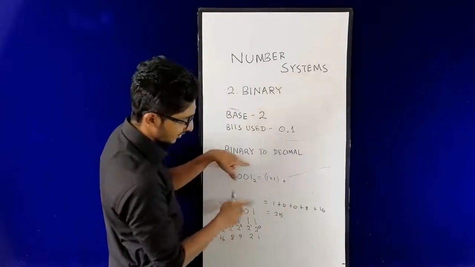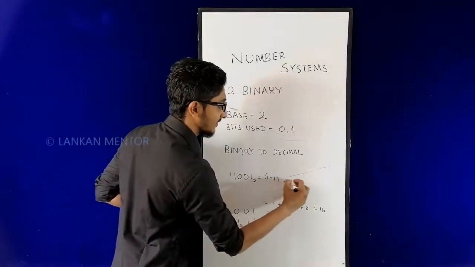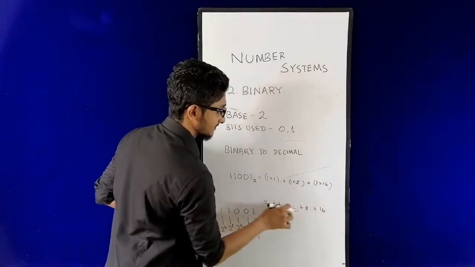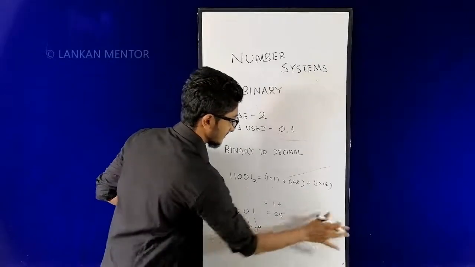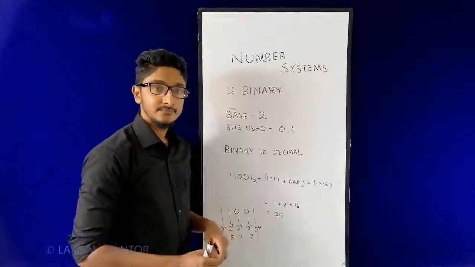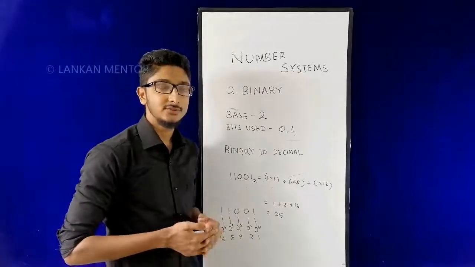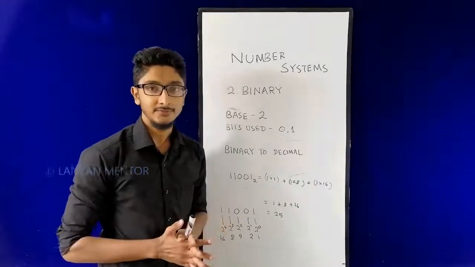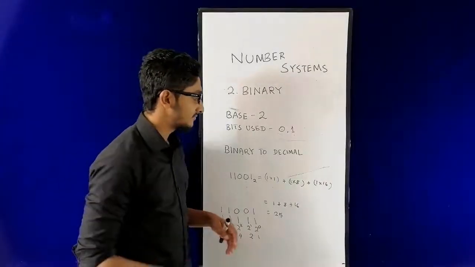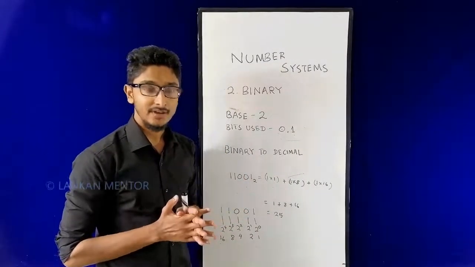Like 1 into 1 is 1, and we only look at the ones. 1 into 8 plus 1 into 16. Like this. So both are correct. Both methods are correct. You can choose whatever is easy for you. Right? So that is the example for converting binary numbers to decimal values. Right? Okay.